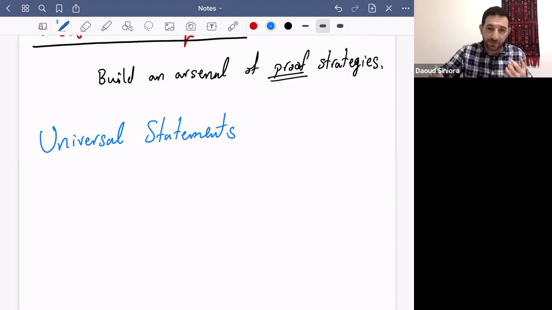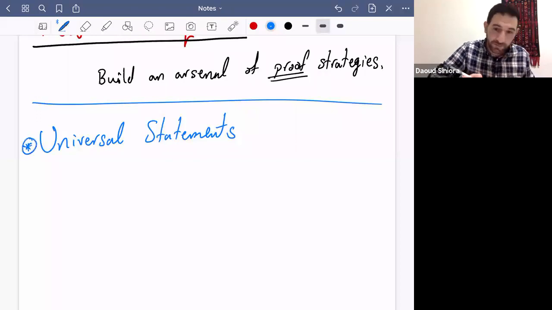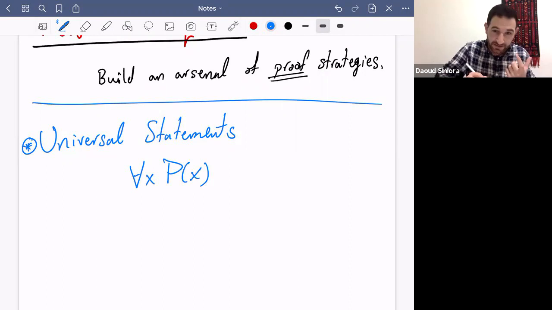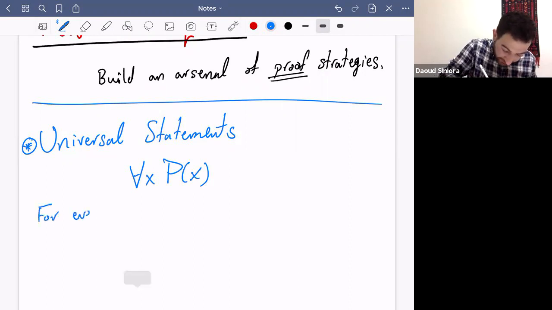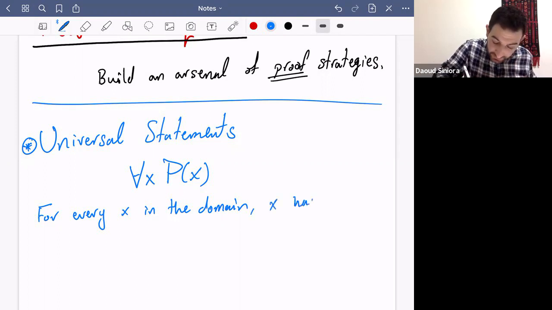So what are universal statements? These are statements in predicate logic to which we apply the universal quantifier. So in general, the form of a universal statement is the following. For every element in the domain, this element has the property P. Remember, in predicate logic, we have domains for the variables from which we pick the values. For every x in the domain, x has property P.